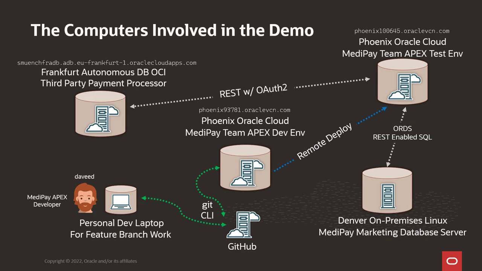Behind the scenes, there are 6 different computers in the demo. The app we'll see is running on the Apex instance the team uses for user acceptance testing. It's on Oracle Cloud Infrastructure Machine 100645 in the Phoenix Data Center. The app uses a third-party payment provider running on an Oracle Autonomous Database in the OCI Data Center in Frankfurt, Germany. The leads come from the MediPay Marketing Department's database running on-premises on a Denver Linux server. The team develops on an Apex instance on machine 93781, also in Phoenix, and David the developer uses an Apex instance running on his personal laptop as a standalone environment for feature branch work. Finally, the team's work is source controlled on GitHub.